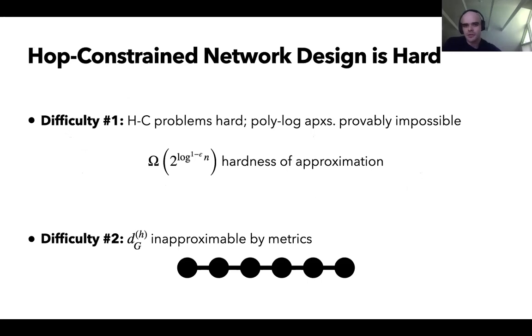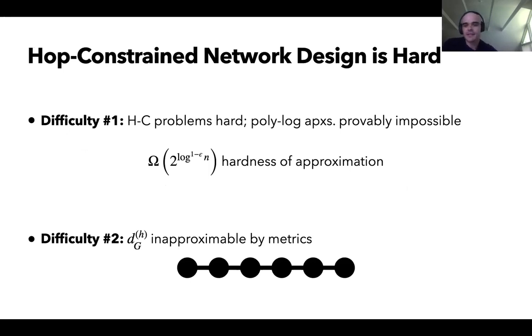All right, so just summarizing our two difficulties. First, we saw that hop constraints make network design problems much harder, and we don't expect there to be polylogarithmic approximations. And then we saw that there's no such thing as a metric that approximates all hop constraint distances well. So the title of this talk is Tree Embeddings for Hop Constraint Network Design. So something has to give.